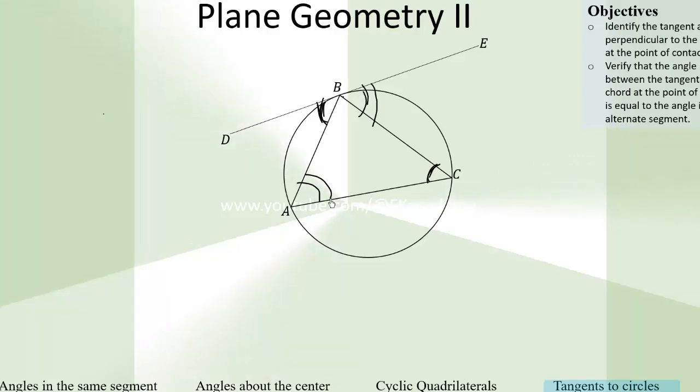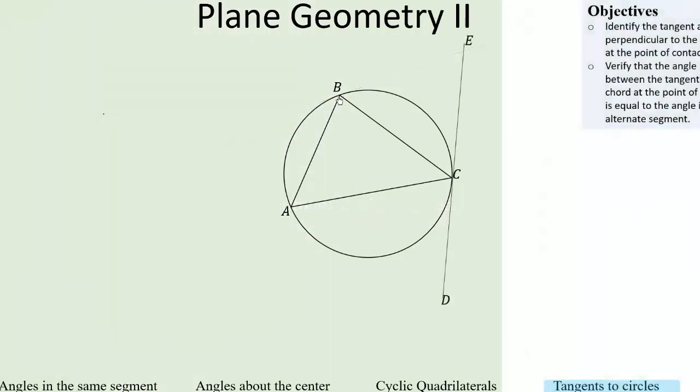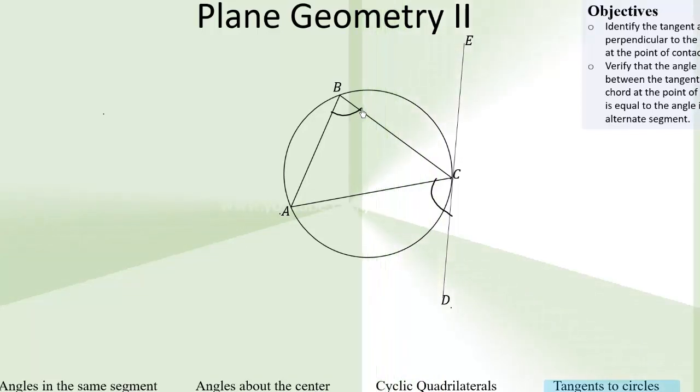Now let's shift the tangent from B to C. So what is the value? Which angle is equal to angle ACD? Yes, you're right. This angle here, the one in the alternate segment. Then which angle is equal to angle BAC? Yes, it's this one. This angle here.